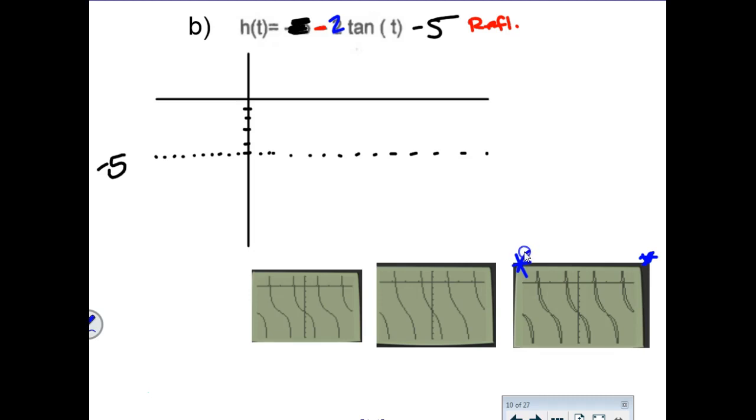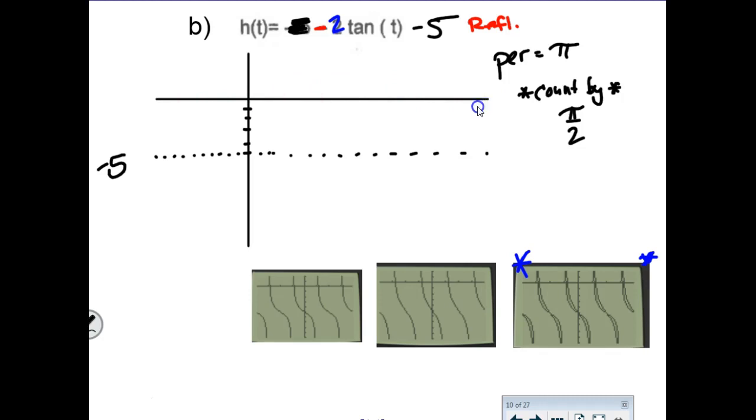I need to figure out the period, I need to figure out what I'm counting by, and then I need to label some stuff. So for this tangent function, there's no b value besides a 1, so nothing's going to get affected. So the period for tangent is pi. And for tangent, you cut that in half to count, so you're going to count by pi over 2's.